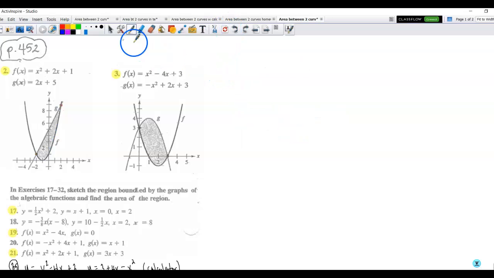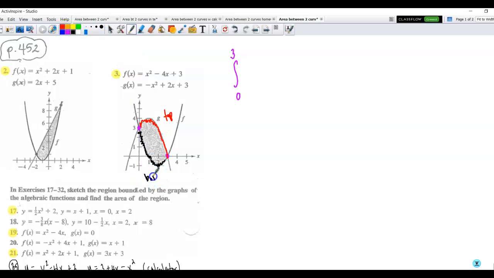Number 3 is another setup only, and in number 3 you can see that the first point of intersection they provided for us is 0, and the second point of intersection that they've provided for us on that sketch is 3. So we're going to start the accumulation of the area at an x value of 0, stopping at an x value of 3. The curve that is on top in this particular region is the g curve, the downward opening parabola, and the curve that is on the bottom is the f curve, the upward opening parabola. So we have the top curve and we have the bottom curve.